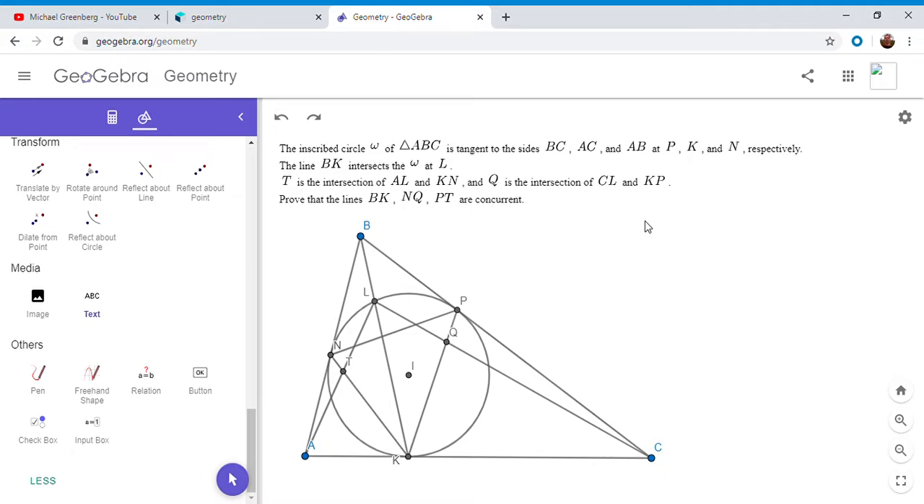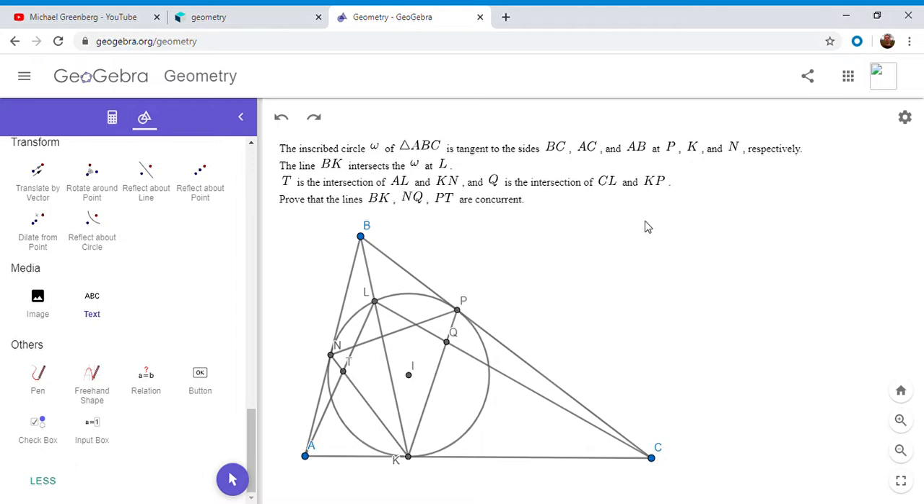This one I found on the Art of Problem Solving forum, but the poster did not give a source. So I would be very interested in where it came from, so if anyone knows, please let me know. And if you want to try to solve it, feel free to pause the video. Alright, so now I'm going to go over it.